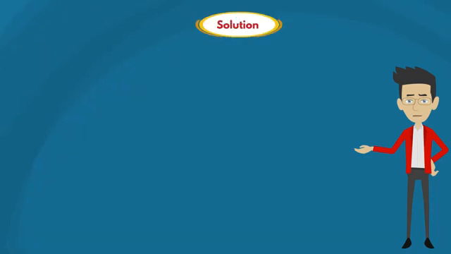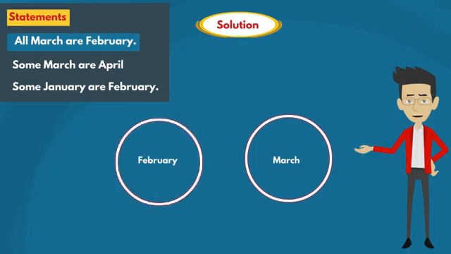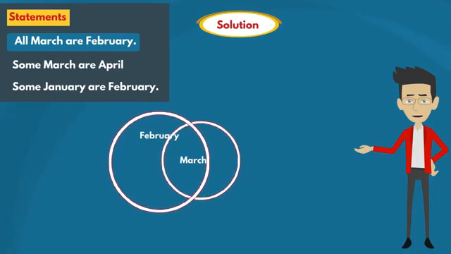Let's see the solution. First, draw the basic Venn diagram for the given statements. First statement. All March are February. Here, this circle represents March and this circle represents February. In the statement, all March are February. So take March inside the February circle.